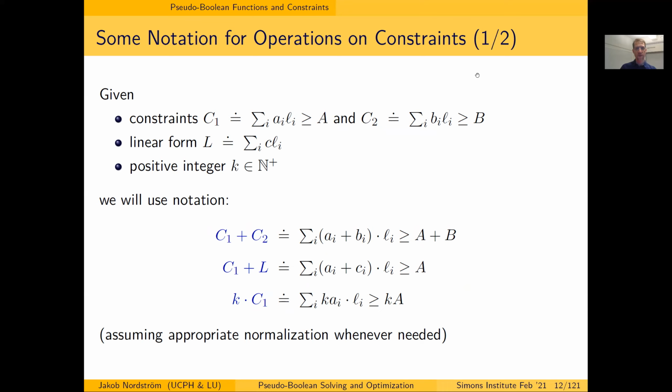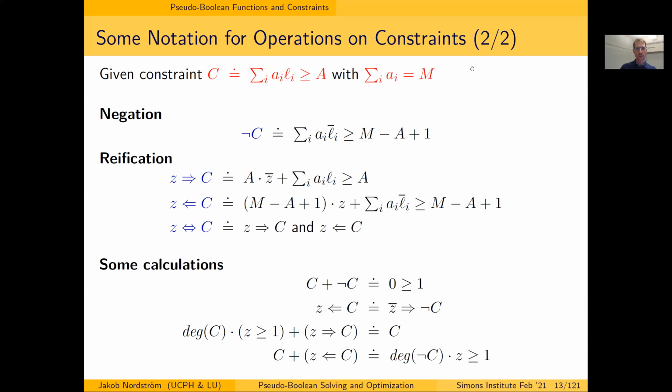Some convenient notation that we will use should be fairly obvious, but just to make clear what it means, if we have two constraints, then we can take their sum. If we have a constraint and a linear form, then I can just add this linear form to the constraint. Given a positive integer, I can multiply a linear constraint by that positive integer. And so we'll use this notation. And again, we assume that these resulting constraints are normalized whenever this matters.